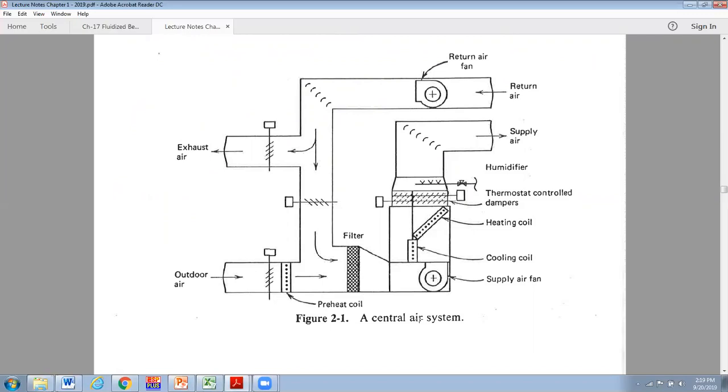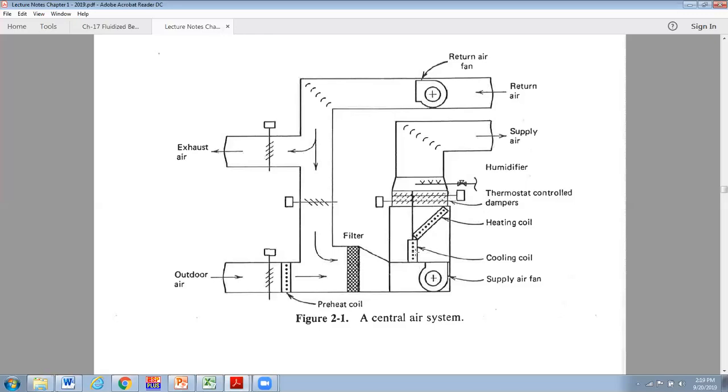So we would have some external equipment, either a boiler to produce steam or a hot water boiler to produce hot water, that would get pumped through the heating coil. And then we have a cooling coil as well.